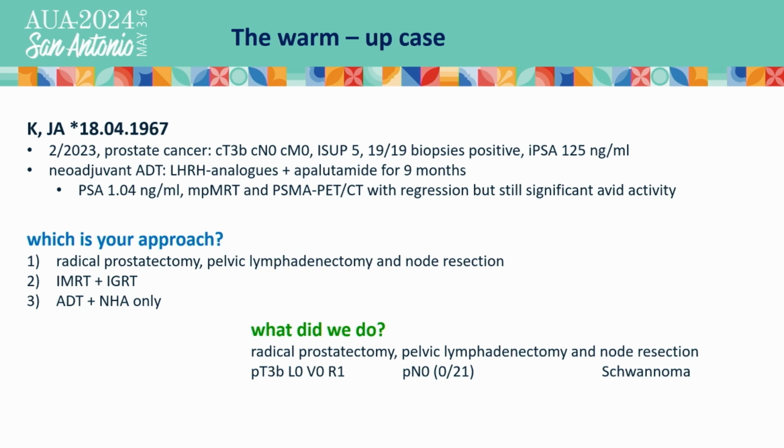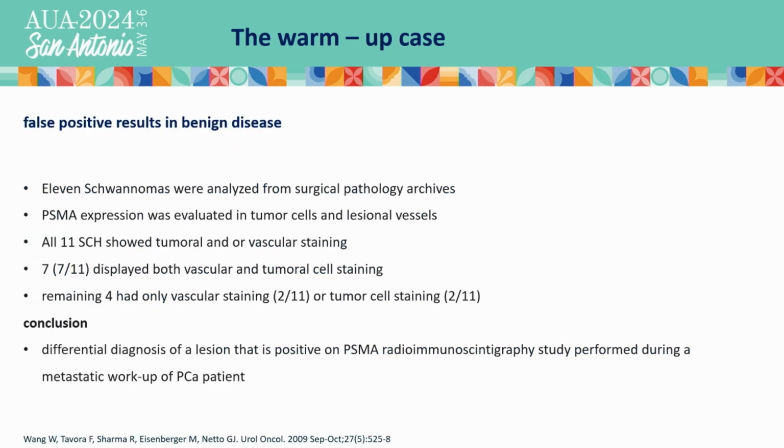Turned out to be pT3b disease. There is no evidence of lymph node involvement. There was a small positive margin of 2 millimeters and a Gleason pattern of 4. And the small nodule resected was not metastatic disease. It was a schwannoma. False positive results in these benign diseases, I just allude to it on this slide. There are schwannomas, so just benign tumors of the nerves, which might be PSMA positive. So again, whenever you have this type of PSMA avid lesions in very unusual localizations, just think about the potential of a false positive result.